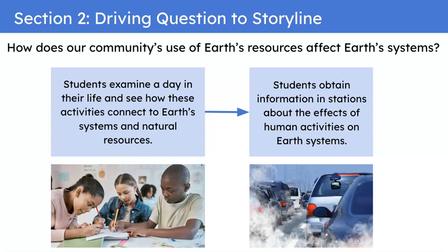Section 2 engages students with the driving question of how does our community's use of Earth's resources affect Earth systems? Students consider a day in their life and how various things they do connect to Earth systems and resources. Then, they participate in a card sort to identify cause and effect relationships regarding how human activities impact Earth systems. Students update their community models to include ways their communities use natural resources and the effects of using resources on Earth systems.